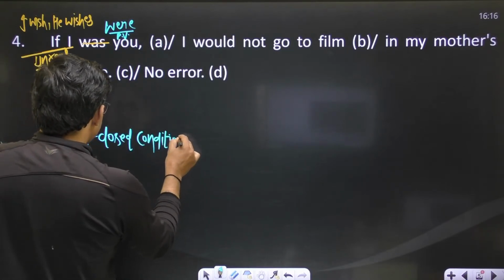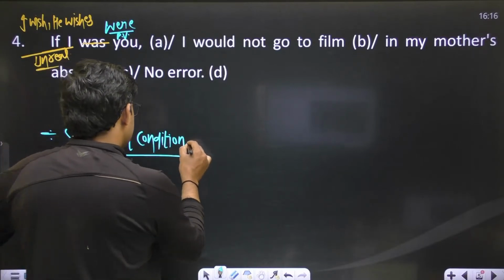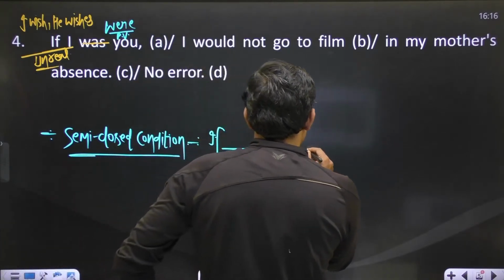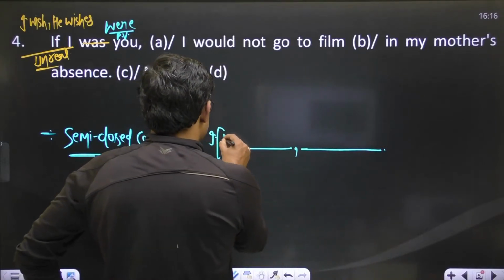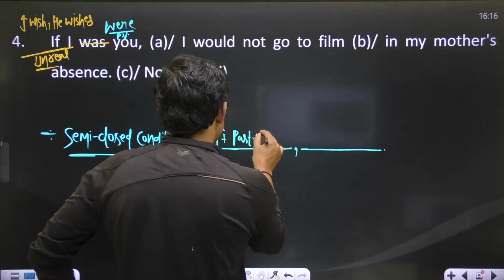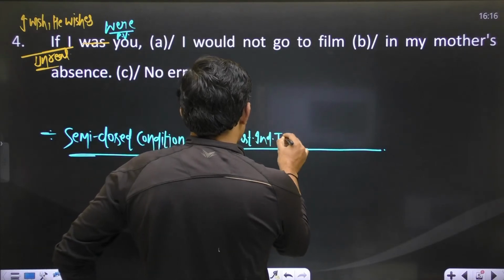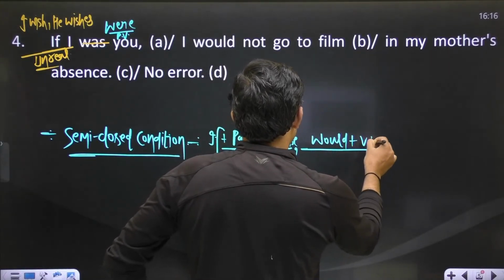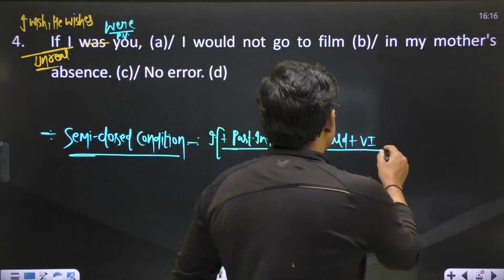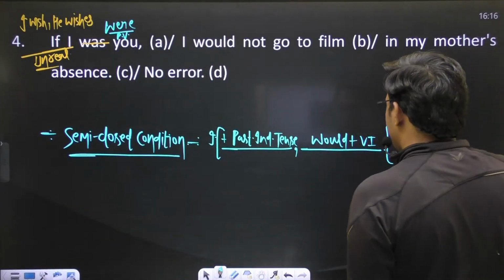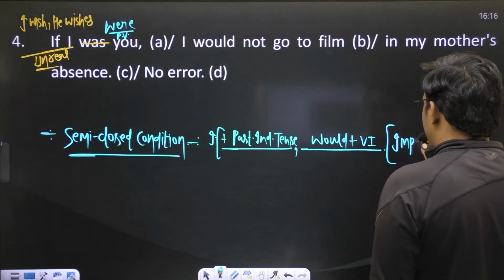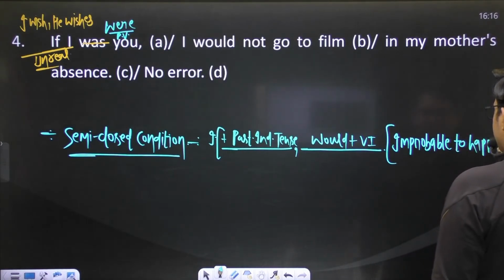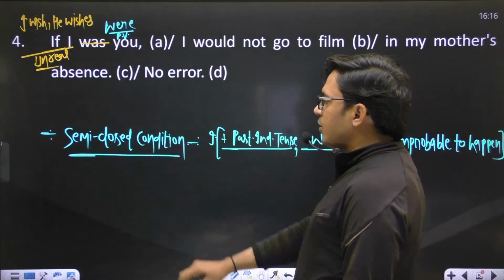Semi-closed condition. And what is the semi-closed condition? We use the conditional word if, and after this the first clause, and this one is the second clause. In the first clause, we use past indefinite tense, right? And in the second clause, we use would plus v1. And make sure these sentences are used to describe things which are improbable to happen. To talk about such things, we use this semi-closed condition.